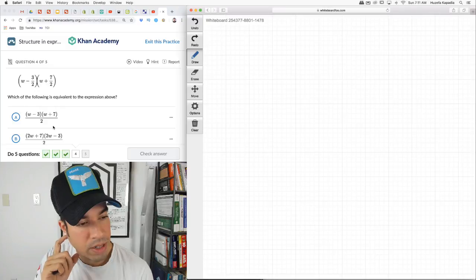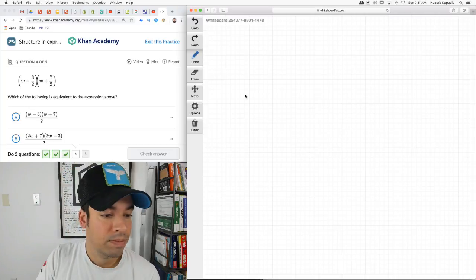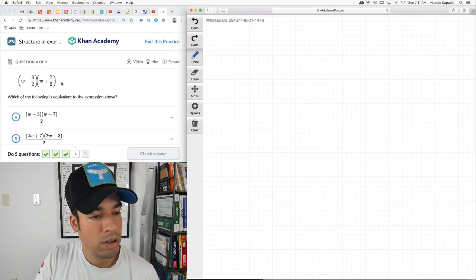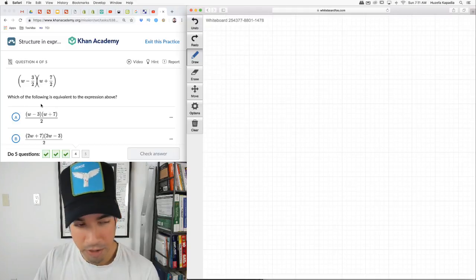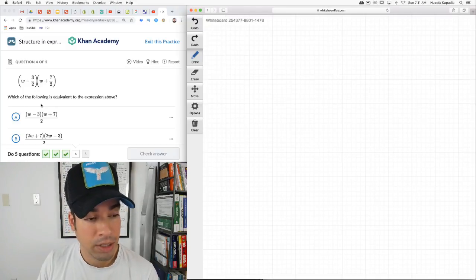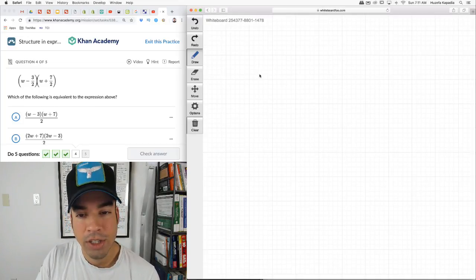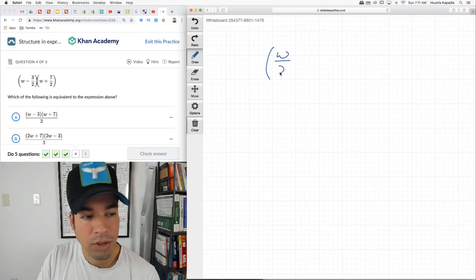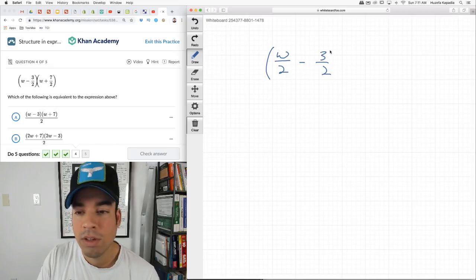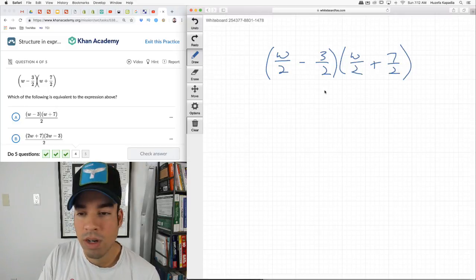Okay, I think what we can do is factor out. Hold on, let's do it like this. I'm going to put both of these w's over 2 as well, because I think what they're trying to do is get everything over 2 and then pull out a 1/2. So I'm going to change that to w over 2 minus 3 over 2 times w over 2 plus 7 over 2. Then I'm going to pull out a 1/2.